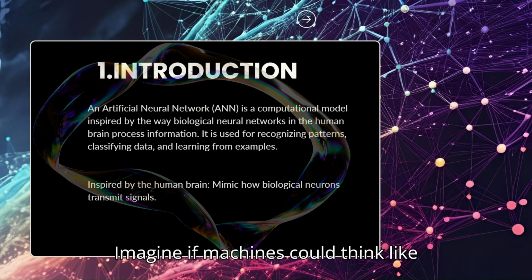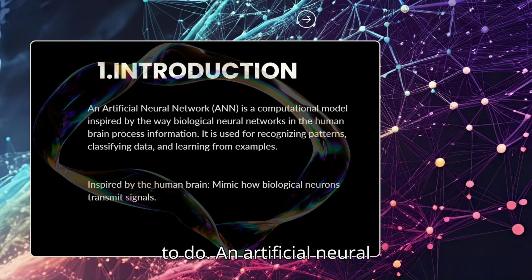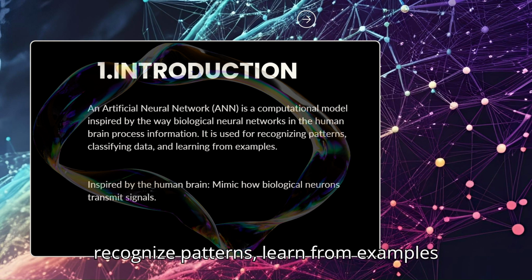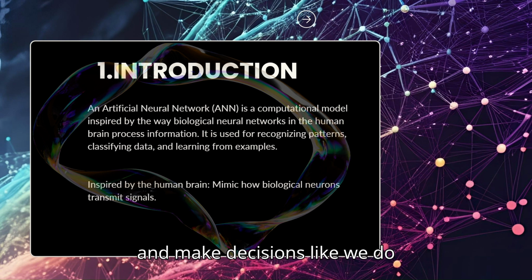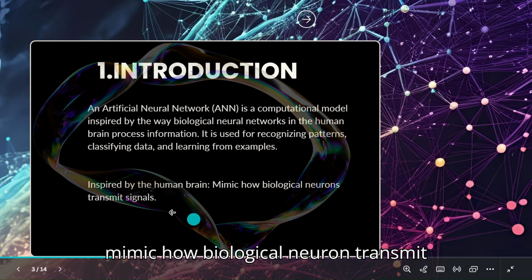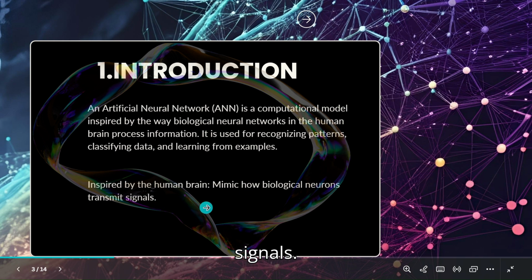Imagine if machines could think like humans. That's what ANN tries to do. An artificial neural network is inspired by the neurons in our brains. It's not biology, it's technology. Built to recognize patterns, learn from examples, and make decisions like we do. From image recognition to voice assistants, ANN is everywhere. It is inspired by the human brain, mimicking how biological neurons transmit signals.